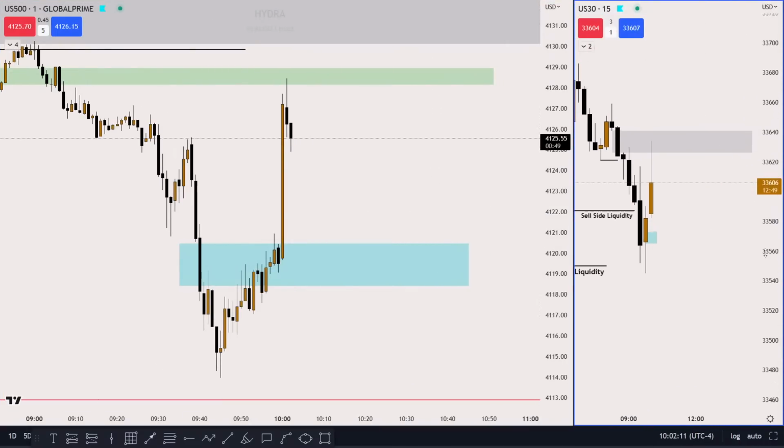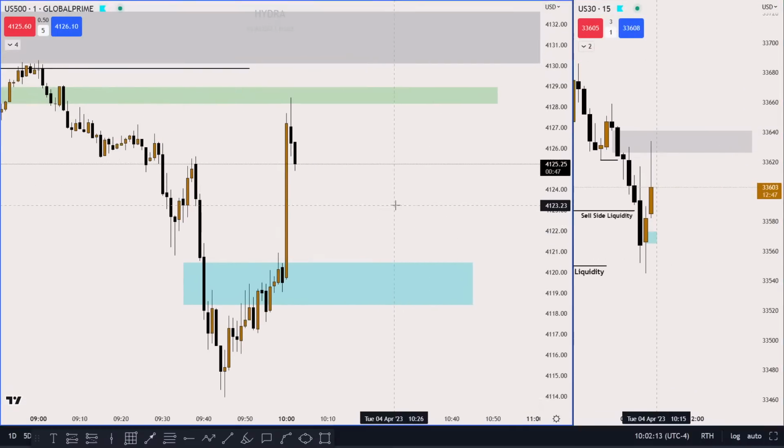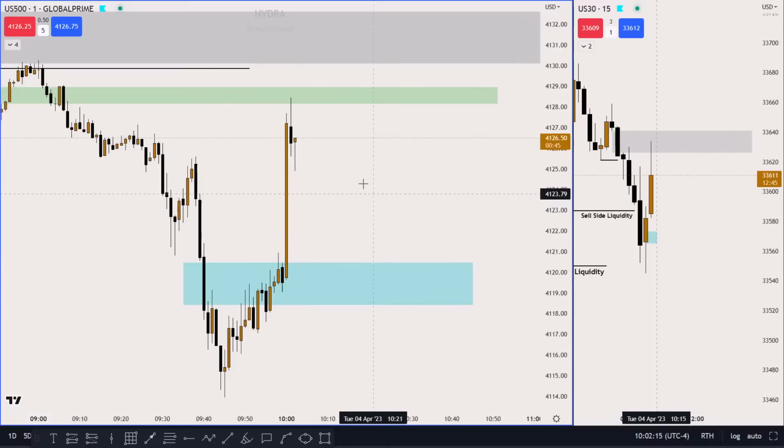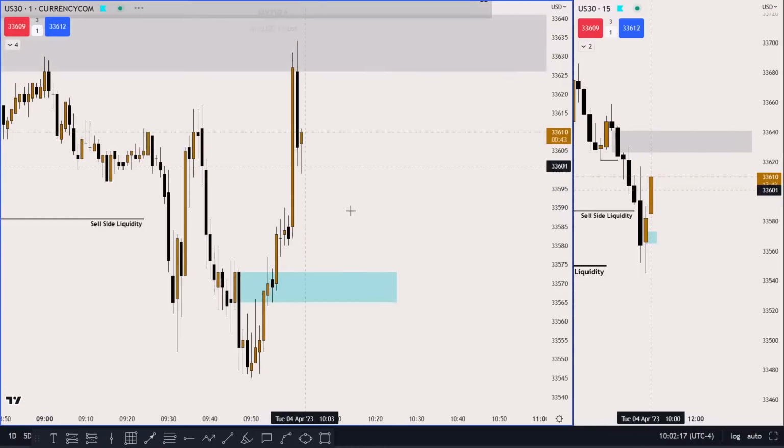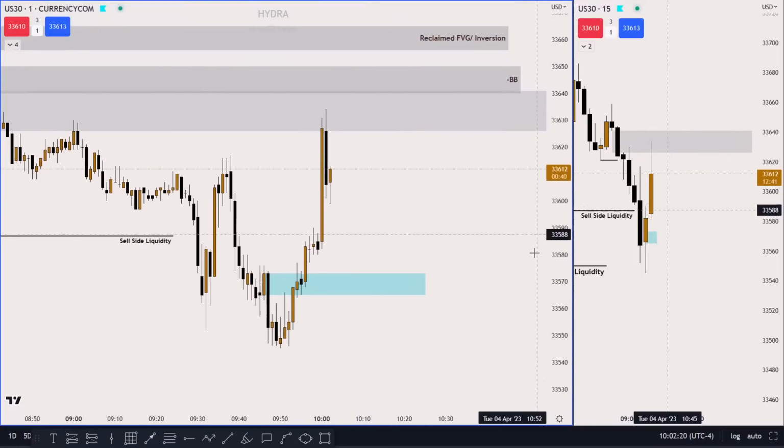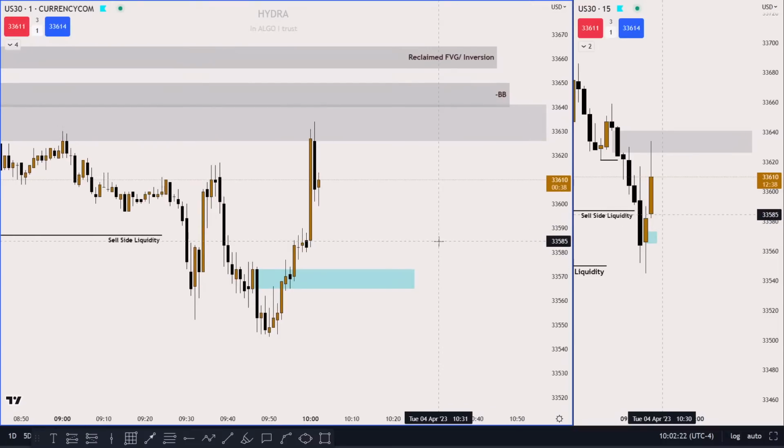US 100. Let's look at ES. Nah, man, I don't want to engage in this price action because I don't see a clean breaker block. So I'm not gonna engage.